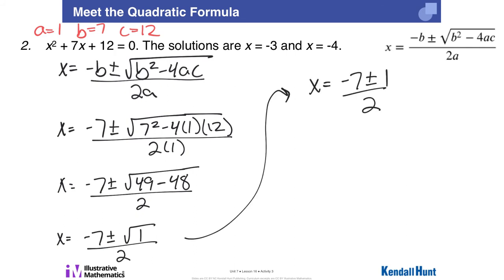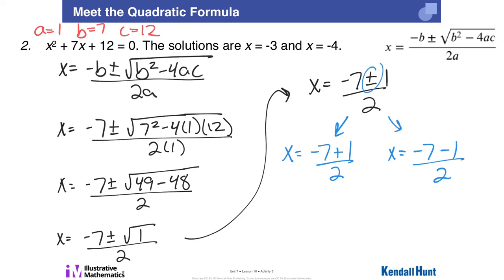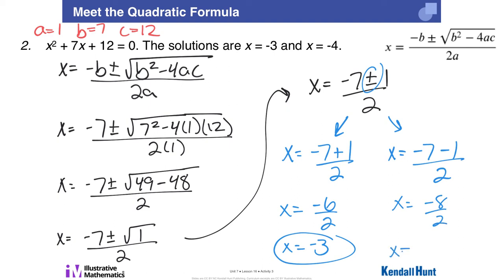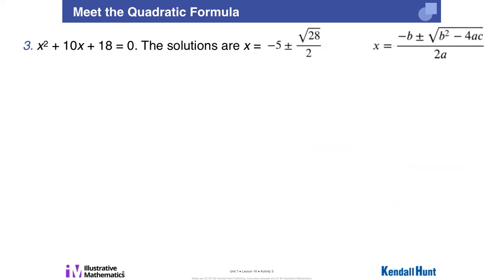Okay, we made it through all of the simplifying. Now we have our 2 possibilities. X could be negative 7 plus 1 divided by 2, or x could be negative 7 minus 1 divided by 2, again, because of that plus or minus. And now we're going to simplify. This would be negative 6 over 2, which is negative 3, and this is going to be negative 8 over 2, which is negative 4. Now these problems are telling you what the solutions are, so you can see that, yep, I did it right. It matches those solutions.